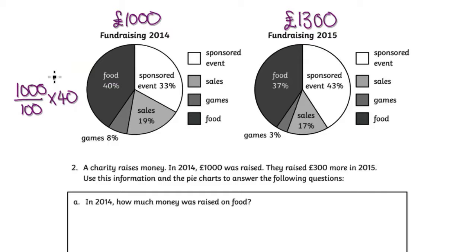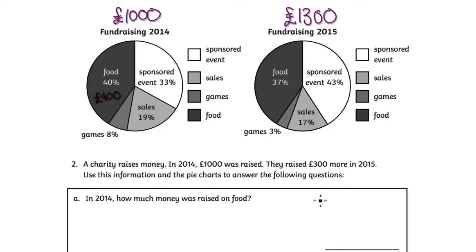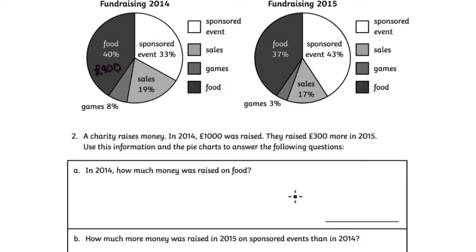Now let's compute this. Simplify this: 1,000 divided by 100 is 10. Carry this block down, times 40, so that would be £400. So this thing here would be £400. Let me erase this. So the answer to how much money was raised on food would be 400.